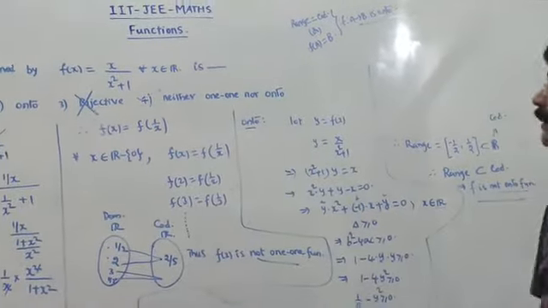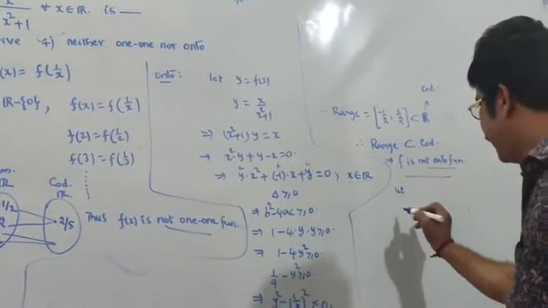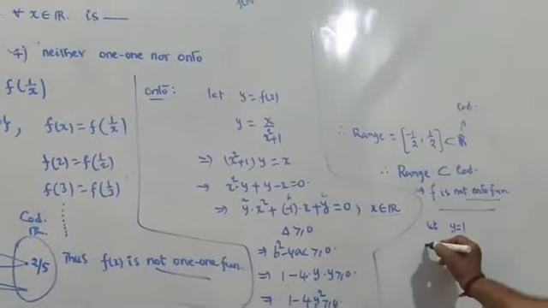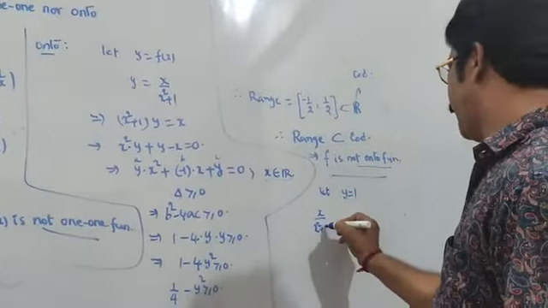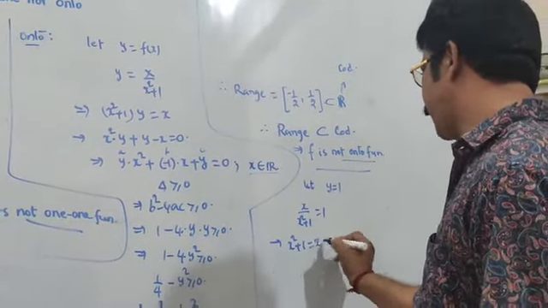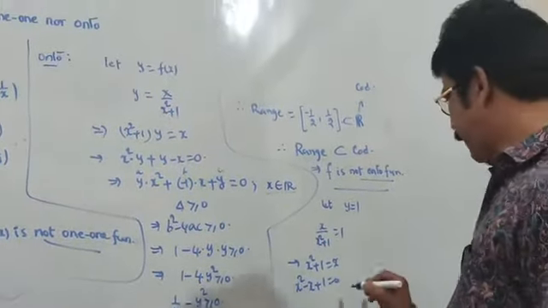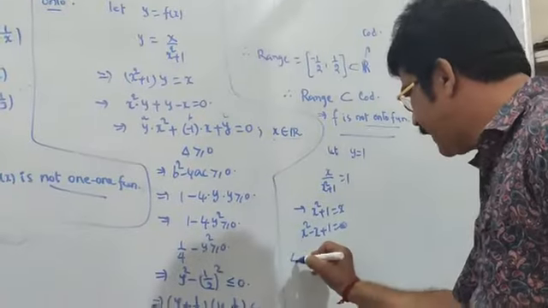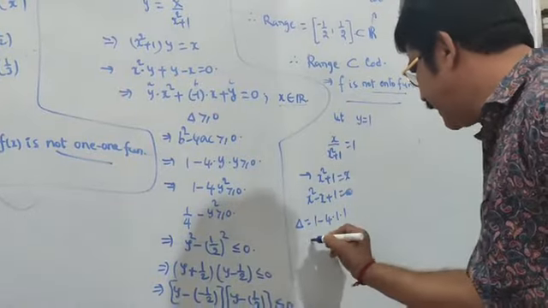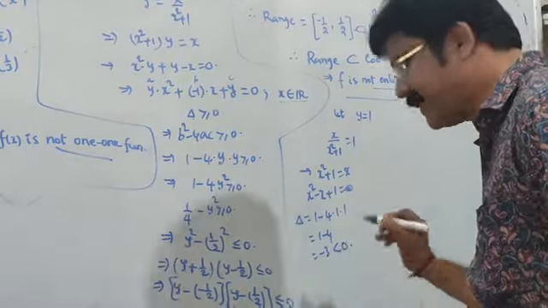Wait 1 minute. Let y is equal to 1. Y means f of x, so x divided by x square plus 1 equal to 1. That means x square plus 1 equal to x, so x square minus x plus 1 equal to 0. It is a quadratic equation. So what is delta here? B square minus 4ac, that is equal to 1 minus 4, that is equal to minus 3, of course less than 0.